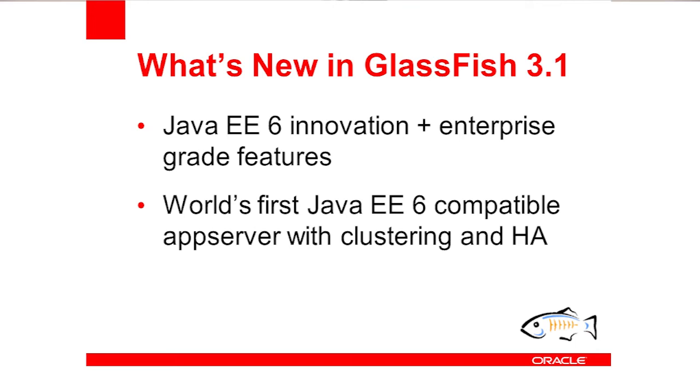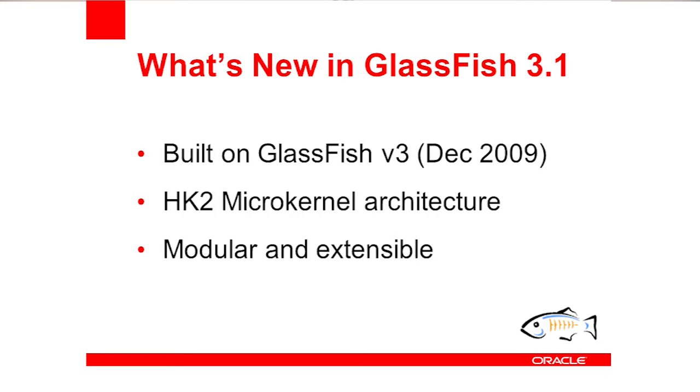This is the release where we marry Java EE 6 innovation with enterprise grade features. This is going to be the first Java EE 6 compatible application server that offers clustering and high availability. This is built on GlassFish v3 that we shipped in December 2009, which sits on the microkernel HK2, which enables us to dynamically initiate the services and start the containers so that you pay for only the services you're using. That way you save the system resources.